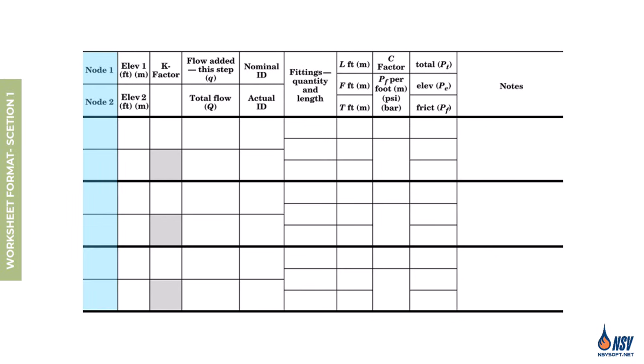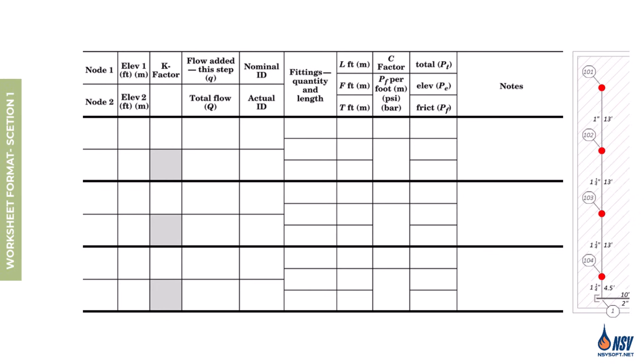For example, in the first column of the table, the first cell records the name of the starting node, while the second cell records the name of the ending node. In our example, the starting node of the first pipe segment is node 101, and the ending node is node 102. We enter these values into their dedicated cells in the worksheet.